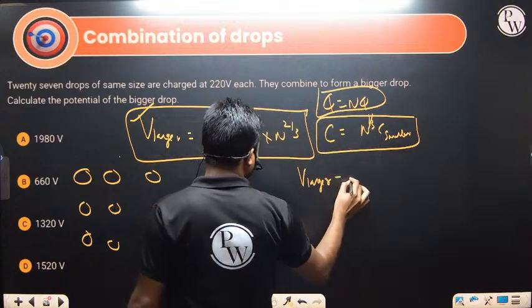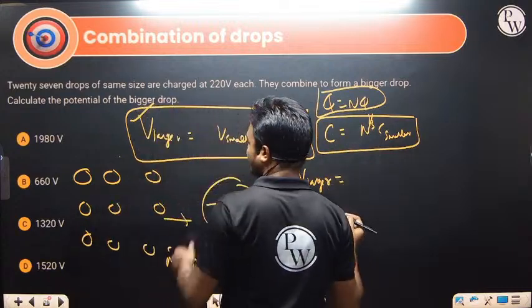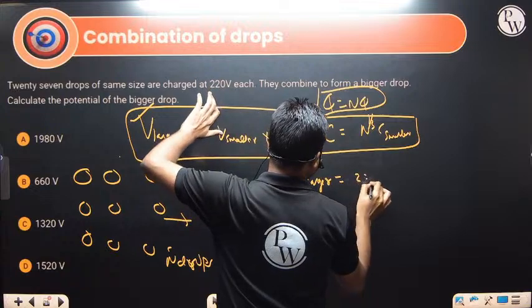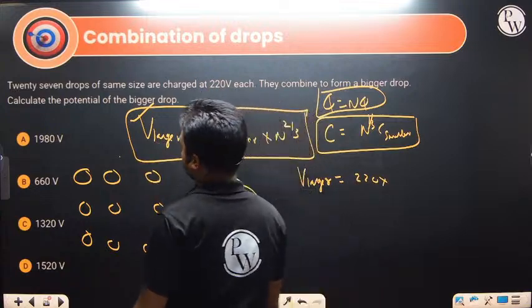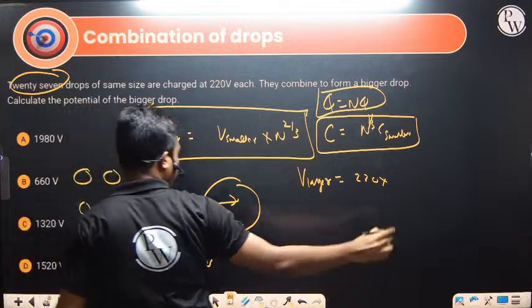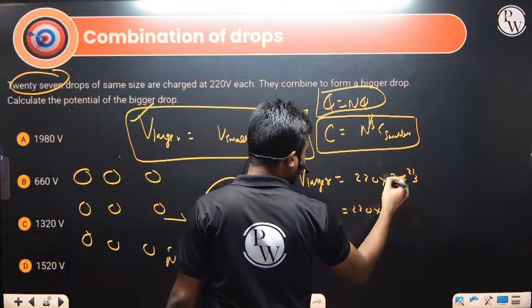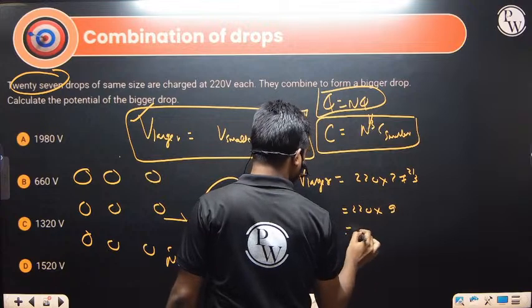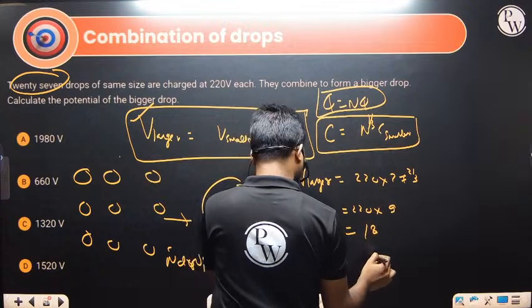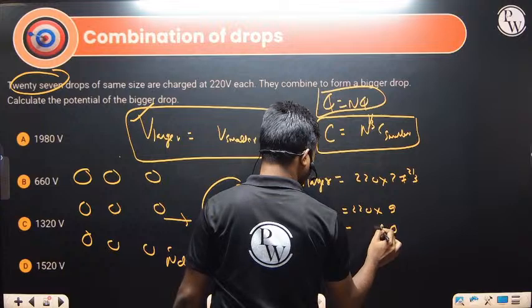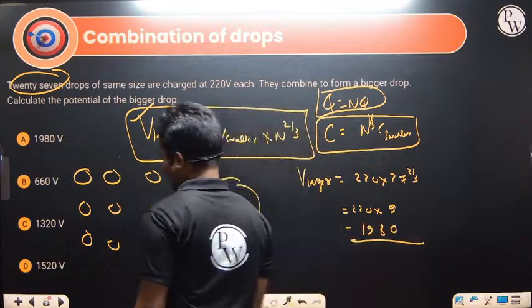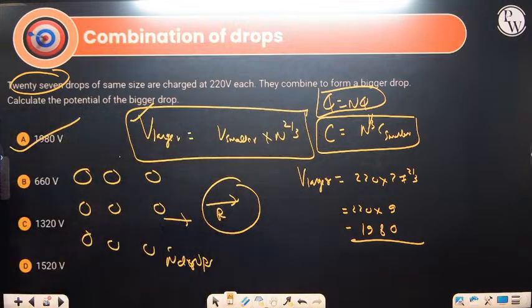So the potential of the smaller will be multiplied by n to the power 2 by 3. What is the n value? 27. So 220 times 27 to the power 2 by 3. Tell me how much we will get? 220 times 9, which is 1980. The answer is option A.